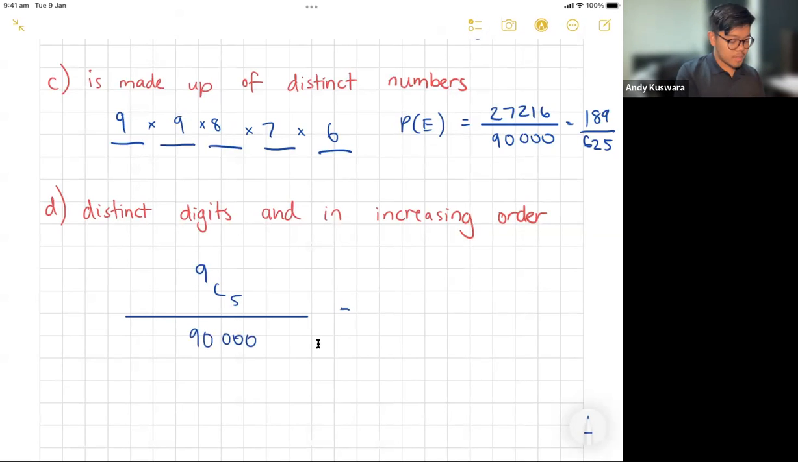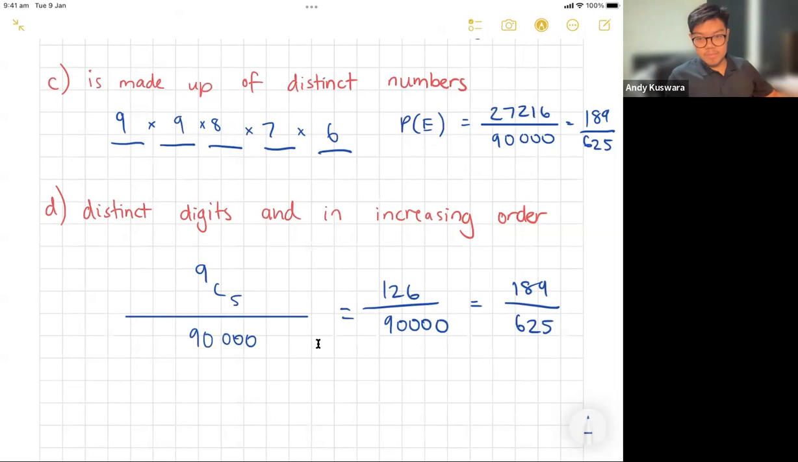And so calculating that, 9 choose 5 ends up becoming 126 over 90,000. And then simplifying that, that becomes 189 over 625, I think. Let me double check. I don't want to get this wrong. 9 choose 5 over 90,000. Oh.